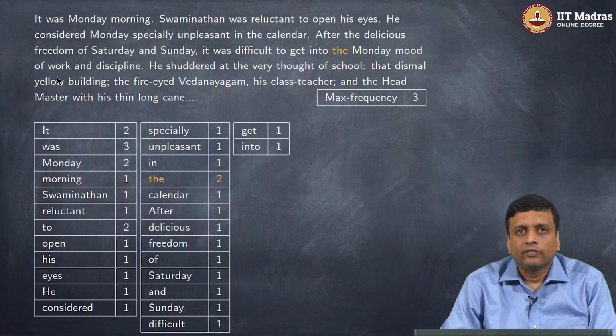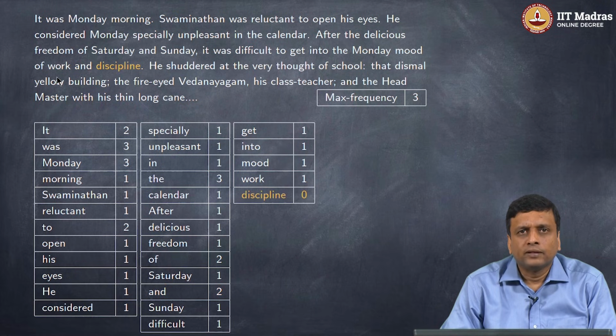So, continuing, we see difficult 1, to becomes 2, but that is less than 3, get is 1, into is 1, the is now 3, which is the same as the maximum frequency. So, no change. Monday is 3, again the same as the maximum frequency. So, no change. Mood is 1, of is now 2, work is 1, and is 2, discipline is 1, he is 2, shuddered is 1, at is 1.